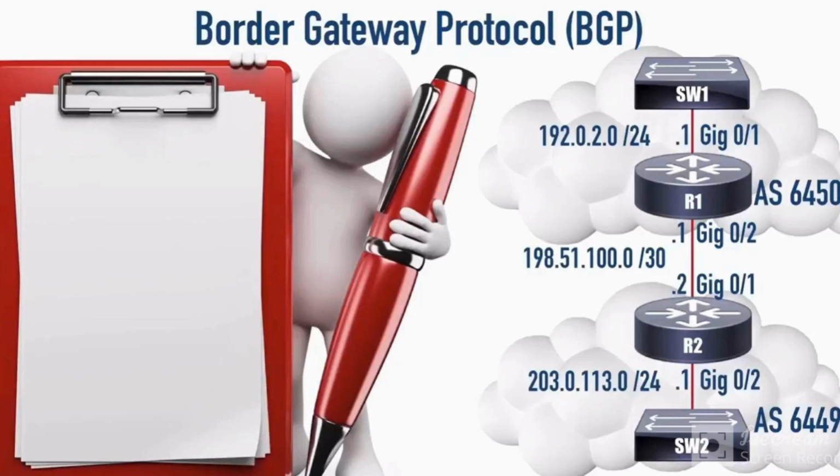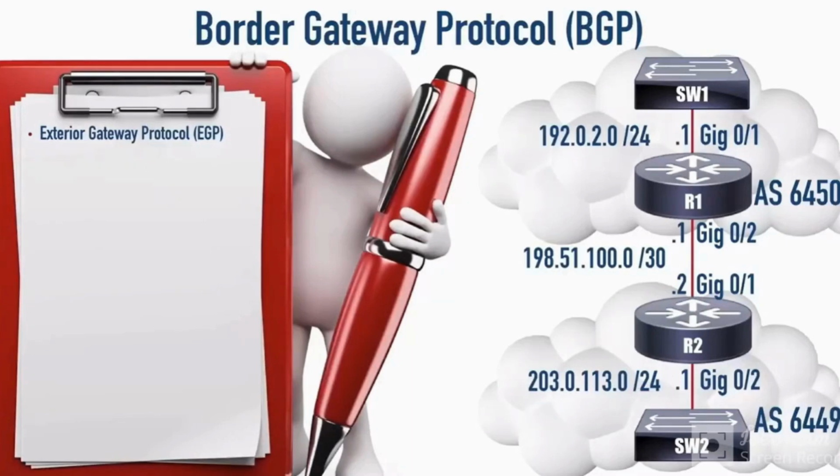Gateway Protocol, or BGP. And this is quite different than our other routing protocols that we've discussed, such as OSPF or EIGRP. The first big difference is that BGP is considered to be an exterior gateway protocol, or an EGP. Protocols like OSPF and EIGRP are considered to be interior gateway protocols, or IGPs.